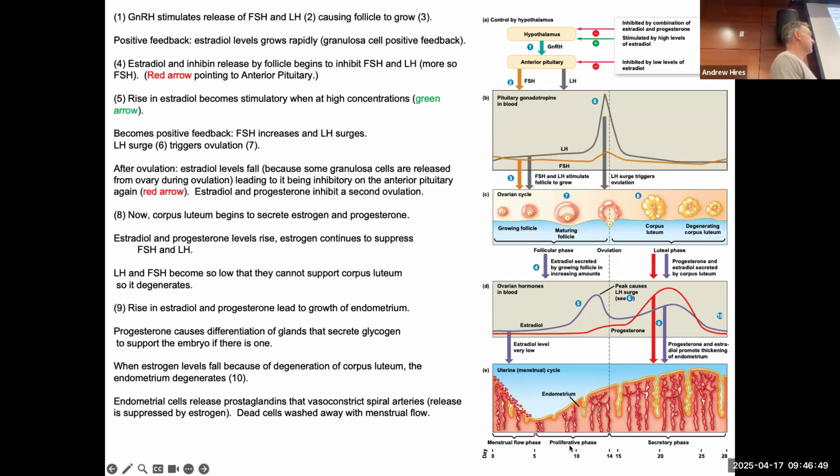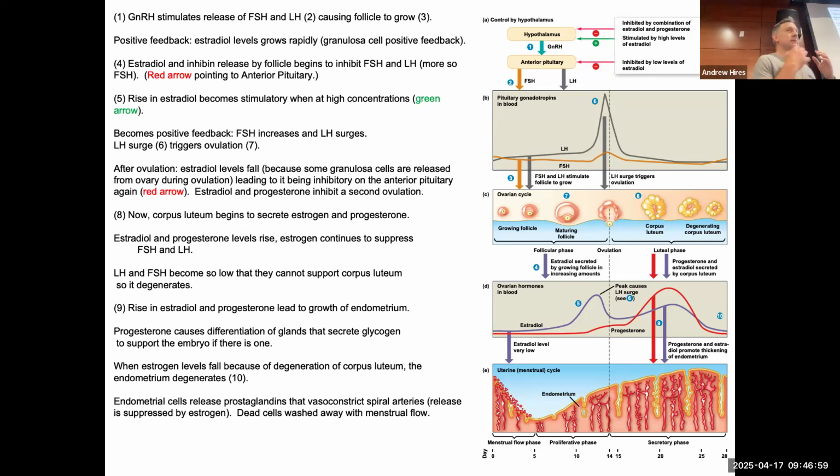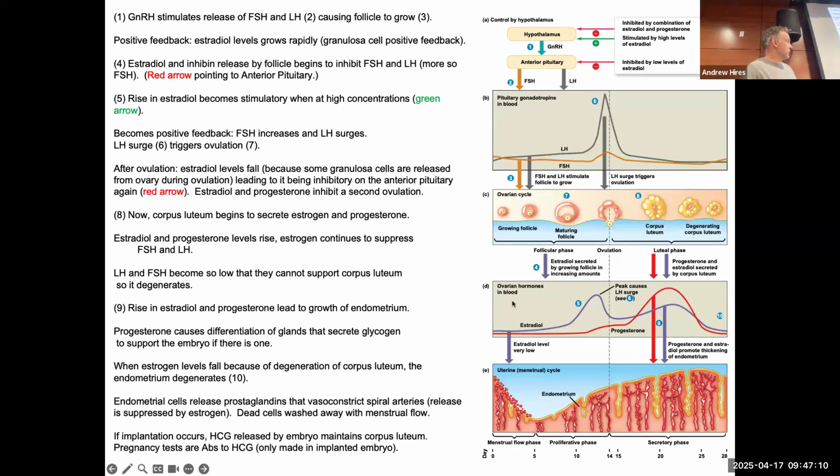Those cells will die, and that's going to lead to the menstrual flow phase, which is blood and dead tissue flushing out. And why does that happen? It's really to maintain the health and optimal environment for implantation and refresh it every month. Now, what happens if implantation does occur, though?